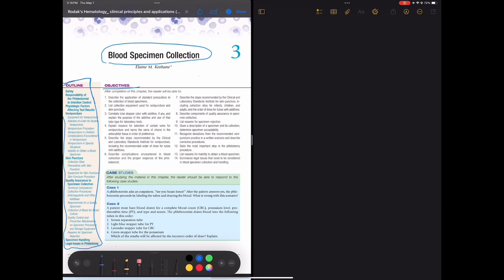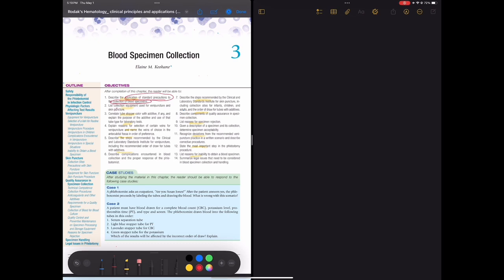This is how we will know what the objectives and the case studies are. First of all, I'll be discussing the objectives, learning them one by one based on this outline. You can get your notebook or anything in your hand so we can summarize the book efficiently. The first objective is to describe the application of standard precautions to collection of blood specimens.